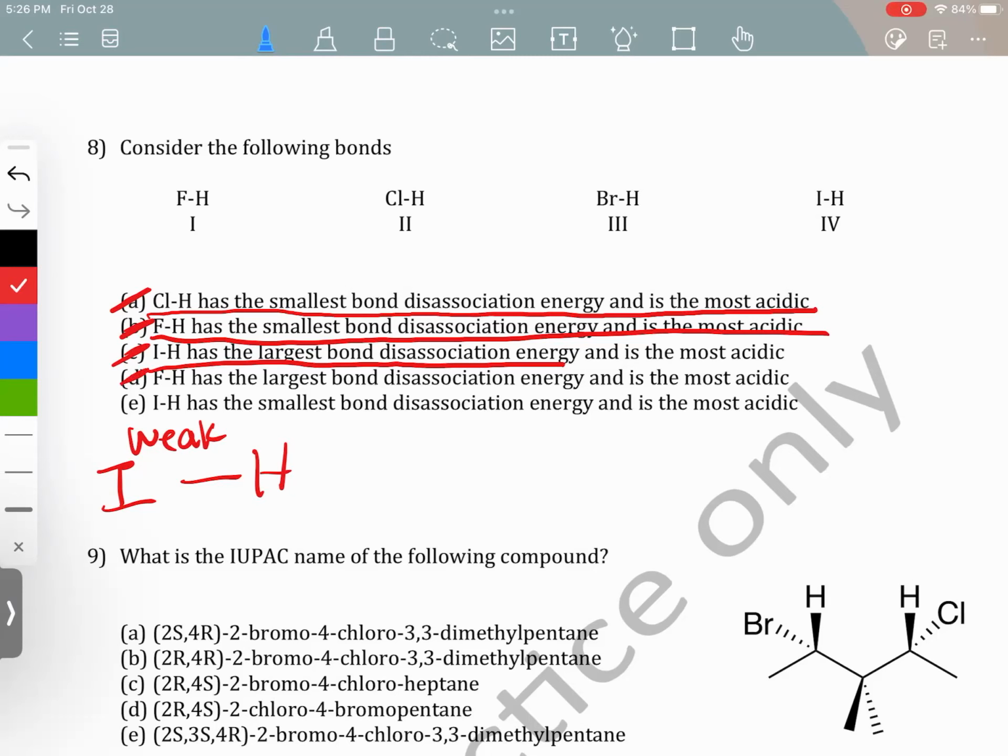FH does have the largest bond dissociation energy, but it isn't the most acidic. You'll learn the trends with acidity on the periodic table too. And acidity actually, where does it increase? I think it increases from right to left. I believe so, but you'll learn the trends. The answer choice here is E. IH has the smallest bond dissociation energy and is the most acidic.